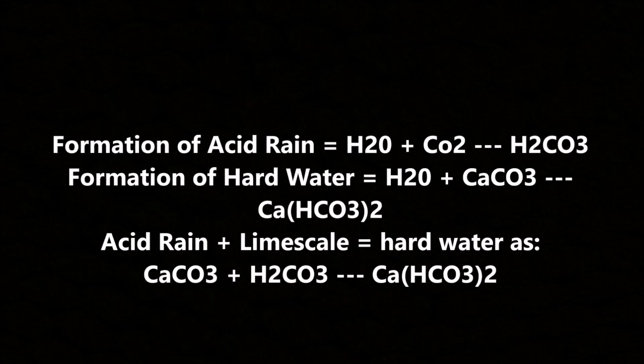The formation of acid rain is water plus carbon dioxide gives you carbonic acid H2CO3, and the formation of hard water is water plus calcium carbonate CaCO3 gives you Ca(HCO3)2, and acid rain plus limescale will equal hard water, as calcium carbonate CaCO3 plus H2CO3 gives you Ca(HCO3)2.